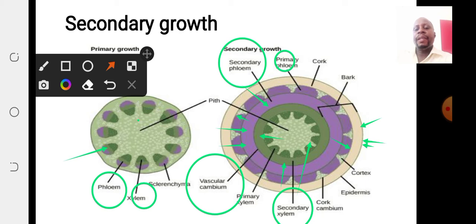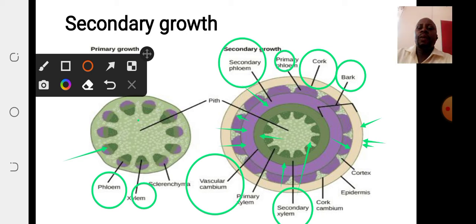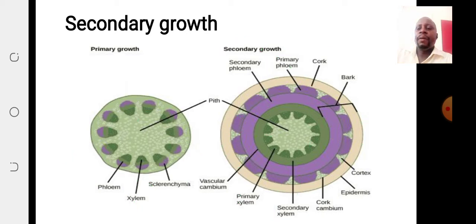Now, as the back of the plant forms, we have what we call cork cambium. This cork cambium is responsible for formation of new bark, and that is how secondary growth occurs. Let me repeat, but now we shall use the notes.